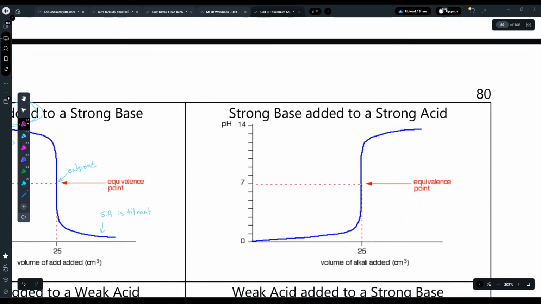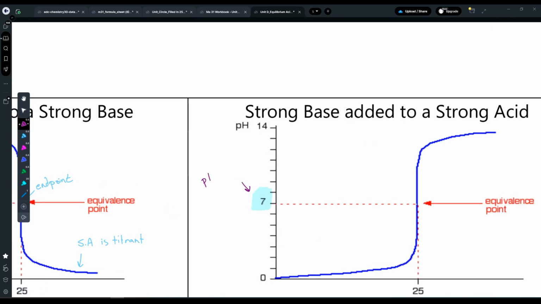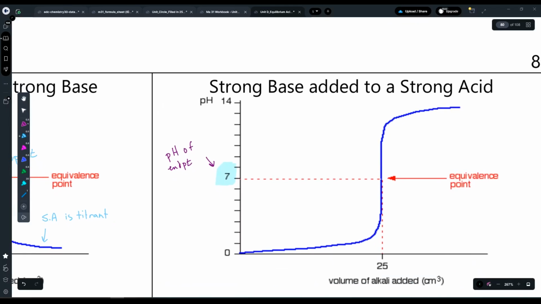Same for a titration between a strong acid and a strong base. It will also be at a pH, the endpoint will also occur at a pH of 7. Sometimes I've been writing endpoint as EPT or just writing the whole word out, so just be mindful of that.